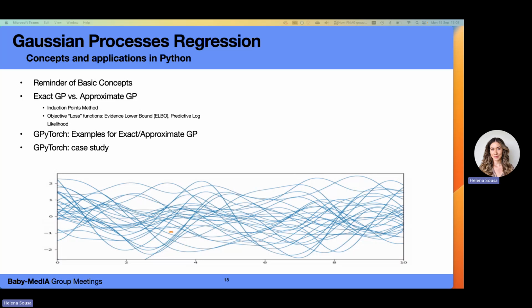And then I'm just going to give a very brief overview in GPyTorch of how we can define these exact or approximate GPs and train them. And then lastly, I'll show a slide where I tried these three different models with my own data set, so exact GPs and approximate GPs with these different loss functions, so we can see how their predictions are a little bit different.